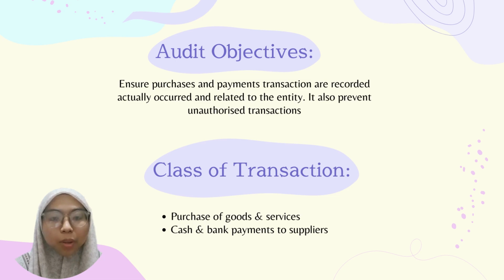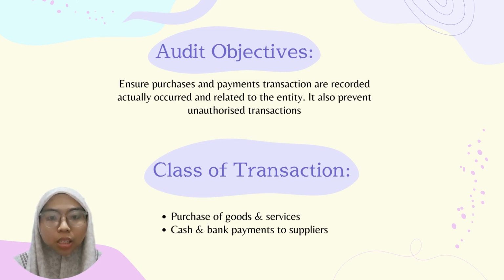I will explain about management session for payment and acquisition cycle. The first one is accuracy. Audit objective: ensure purchase and payment transactions are recorded, actually occur, and relate to the entity. It also prevents unauthorized transactions.